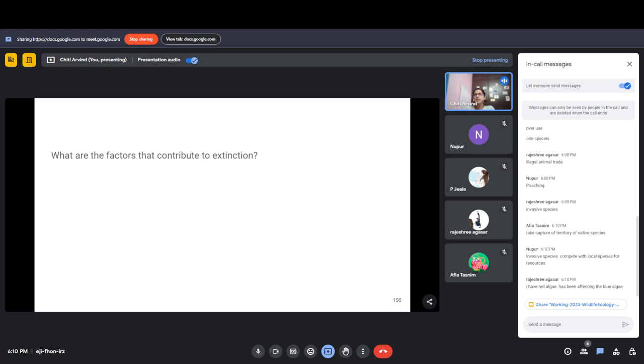I think there are a couple of examples of invasive species, especially red algae has been affecting blue algae.